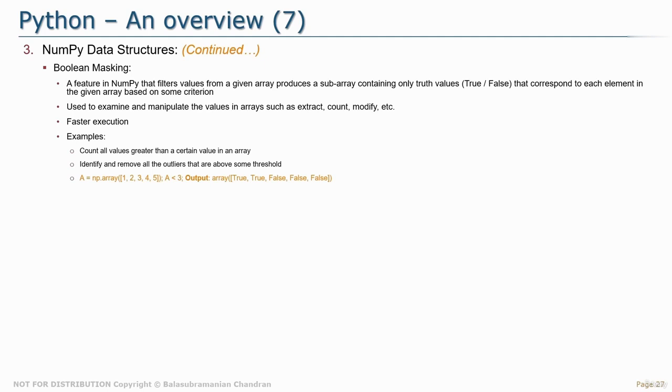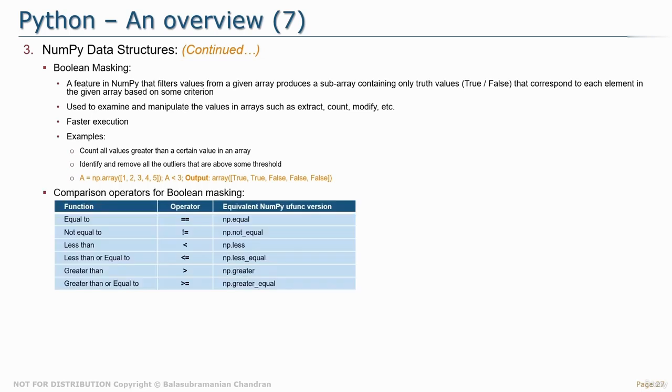Consider an array A whose values are 1, 2, 3, 4, and 5. Try to find out the values less than 3 in the array. The Boolean masking creates a Boolean array true, true, false, false, and false because the first 2 elements 1 and 2 are less than 3, hence true and true. 3, the third element, is equal to 3, not less than, hence false. Then the elements 4 and 5 are greater than 3 and hence false and false.